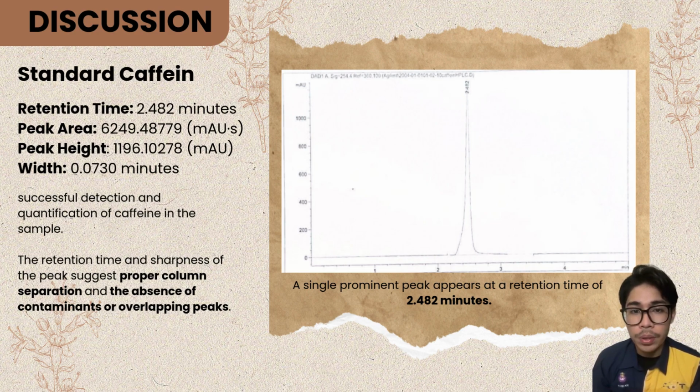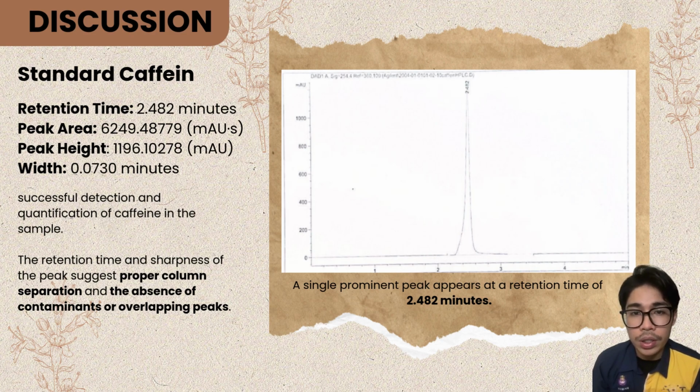A single prominent peak was observed at this retention time, confirming proper column separation without any contaminants or overlapping peaks. The peak area was measured at 6,249 with a peak height of 1,196 and a width of 0.0730 minutes. These values highlight the sharpness and resolution of the peak, ensuring the reliability of the detection process. The retention time consistency and sharp peak appearance demonstrate that the column used was well suited for caffeine analysis.